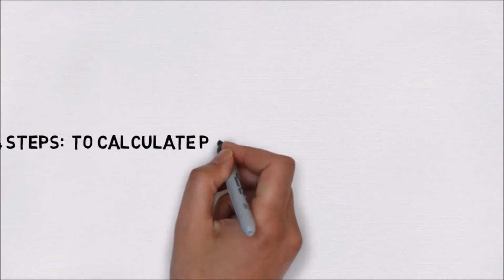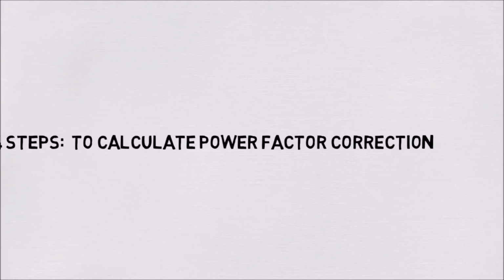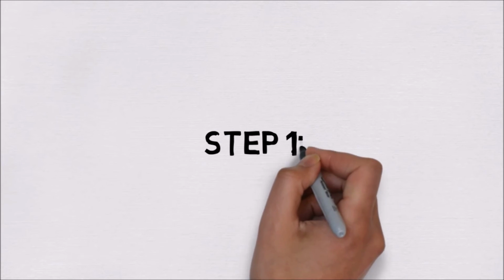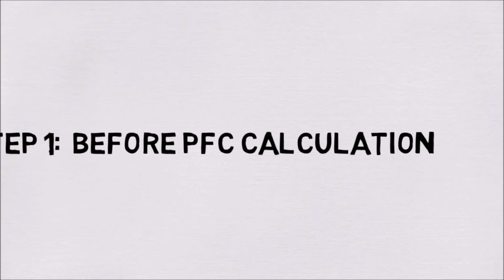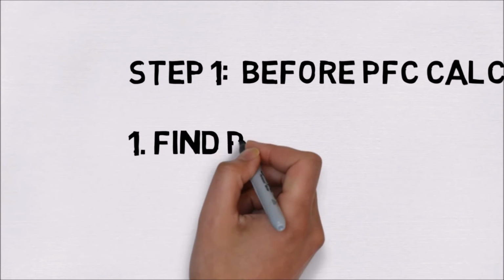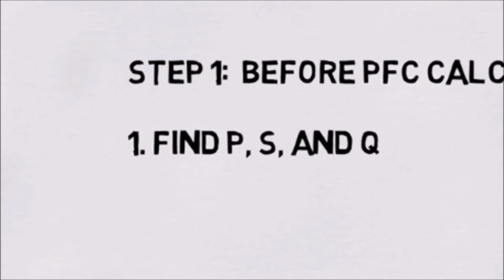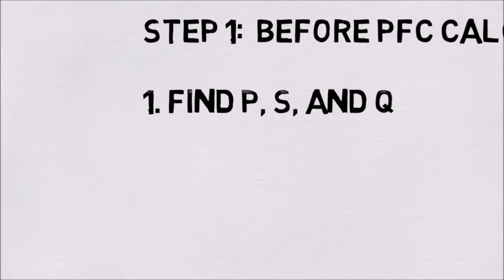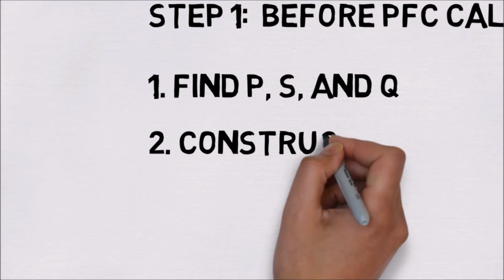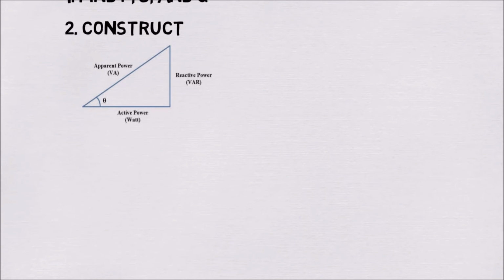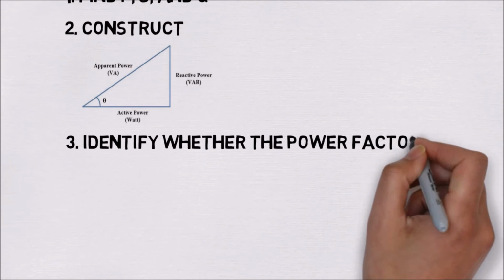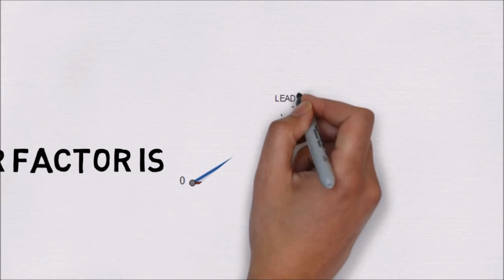There are 4 steps to calculate the power factor correction system design. Step 1: before power factor correction. Find the real power, apparent power, and reactive power. Construct the power triangle. Identify whether the power factor is lagging or leading.